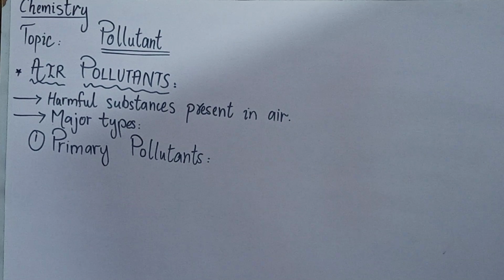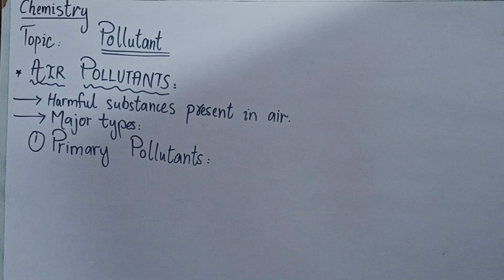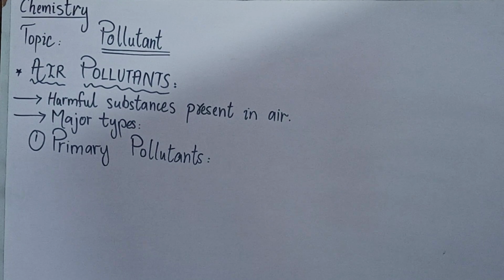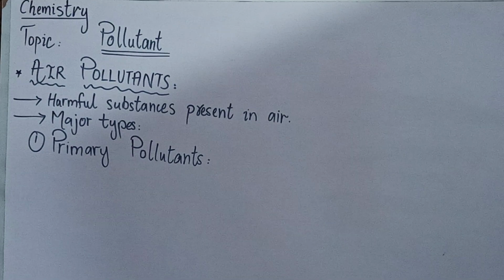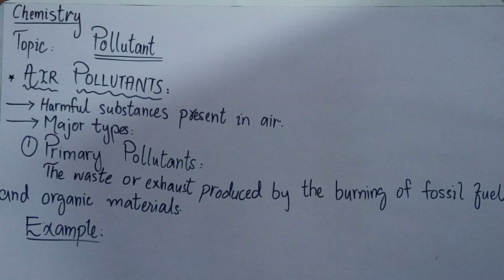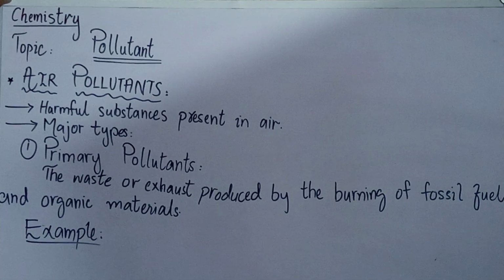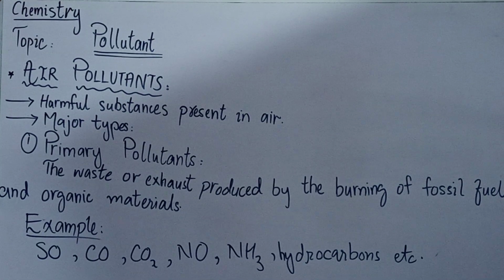Primary pollutants are the waste or exhaust products produced by the burning of fossil fuels and organic materials. For example, sulfur oxide SO, carbon monoxide and dioxide, nitrogen oxides NO, hydrocarbons, ammonia and fluorine compounds. As you can see the definition of primary pollutants, the waste or exhaust produced by the burning of fossil fuels and organic materials. The examples are SO, sulfur oxide, carbon monoxide, carbon dioxide, nitrogen oxide, ammonia, hydrocarbons, and many more.